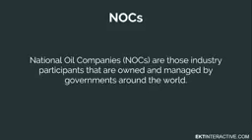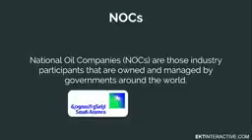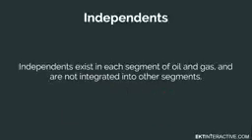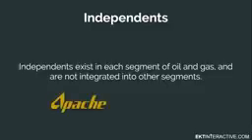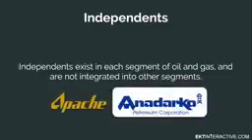National oil companies are those industry participants owned and managed by governments around the world. These include Saudi Aramco in Saudi Arabia, Pemex in Mexico, and many others. And we'll include a list of all the NOCs in the program notes to this podcast. Independents exist in each segment of the oil and gas industry. What makes them independent is that they are not integrated into other segments. Independents in the upstream are those E&P companies that concentrate solely on finding and producing oil and gas. Examples include Apache and Anadarko, but there are many others.